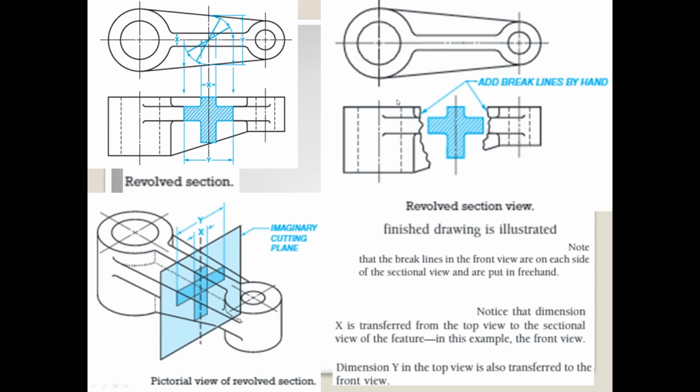Here from the top view, X, also show it at the front view. Top view Y, also show it at the front view Y. This is the finished drawing as illustrated. Now if you cut this imaginary cutting plane at the middle of these two holes, you're going to see this little section here. So you would add a break line by hand to show that section of the object.